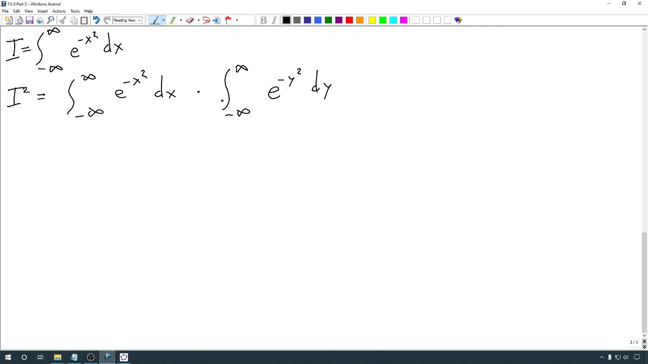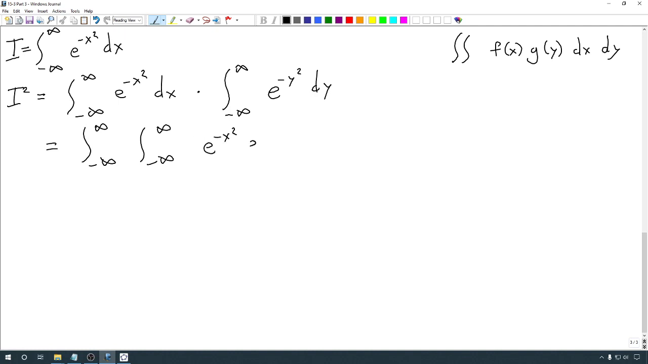and because I'm using x and y, I can think of these as two parts of a double integral. Remember, if we have a double integral where we just have a function of x times a function of y, we can split this up as an integral over x times an integral over y. Well, we're going to do the opposite here and actually combine these together so that we have the integral from minus infinity to infinity, same kind of thing. Then we have e to the minus x squared times e to the minus y squared dx dy.